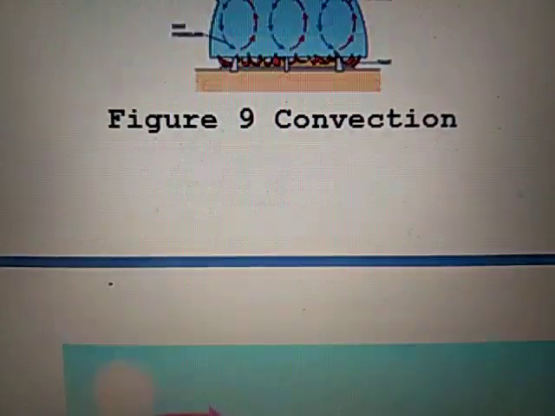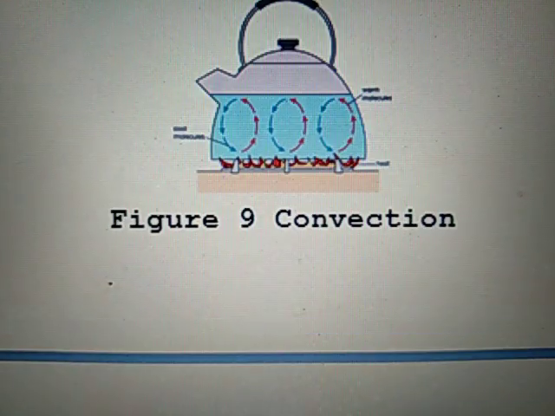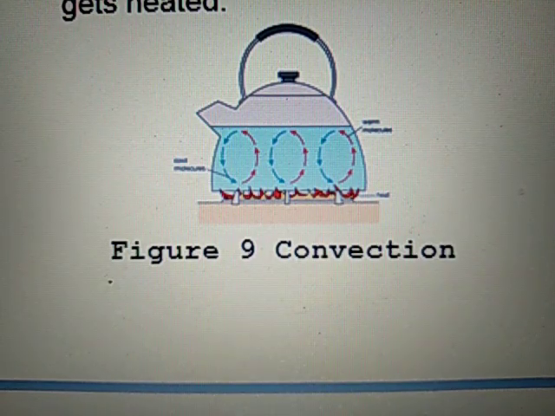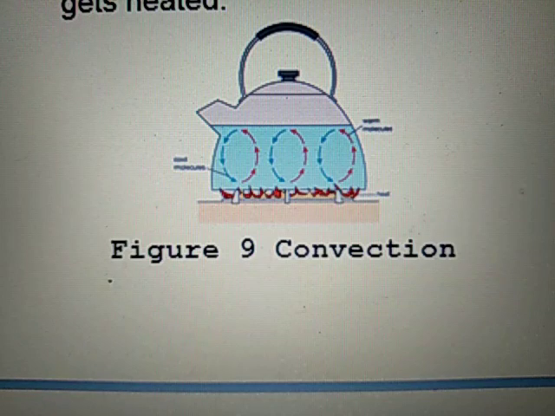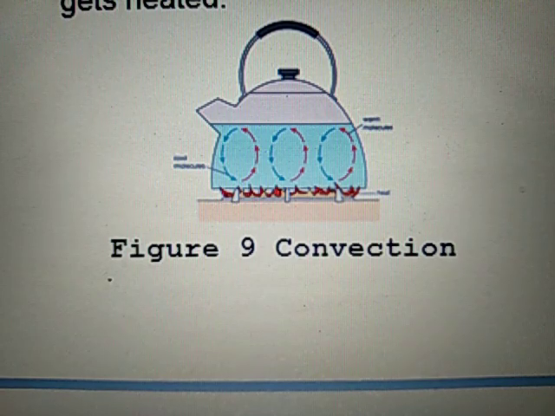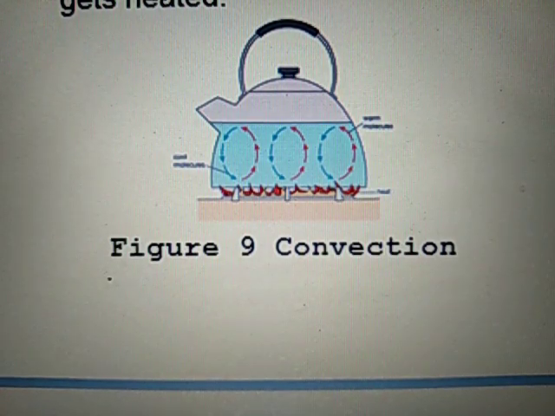You can see in the diagram the figure of convection. For example, boiling of water. Hot water moves upward and cold water moves downward to take its place and gets heated.